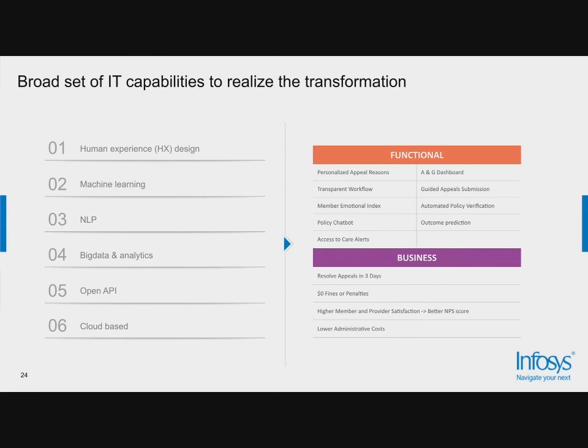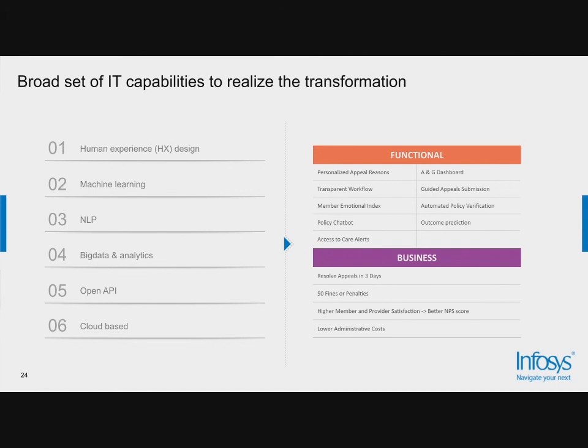For example, Anuj showed the emotional stress index. That's employing a deep learning algorithm to do sentiment analysis and express it as a member emotional index. Another good example we saw in the demo was the use of advanced data science techniques in building the prediction of the outcome of an appeal. And lastly, using these insights and machine learning based algorithms to guide the member or provider during the submission of an appeal.